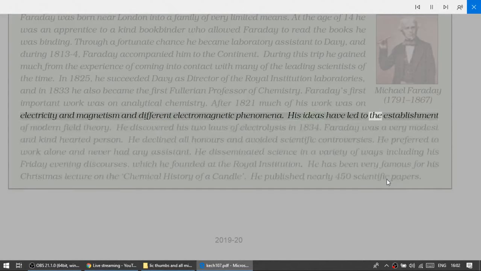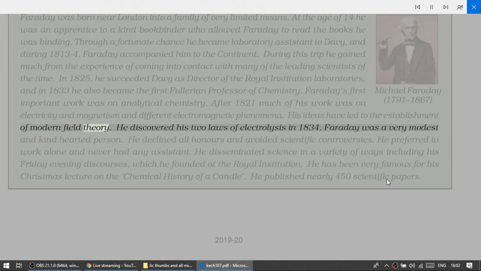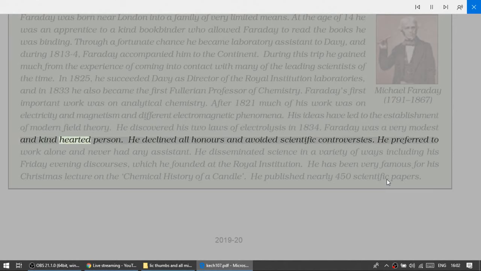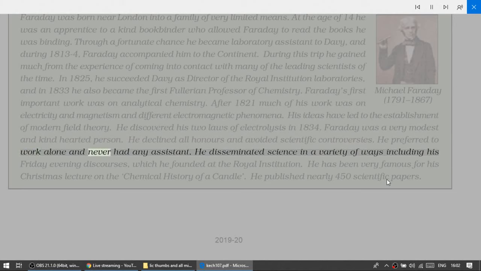His ideas have led to the establishment of modern field theory. He discovered his two laws of electrolysis in 1834. Faraday was a very modest and kind-hearted person. He declined all honors and avoided scientific controversies. He preferred to work alone and never had any assistant.